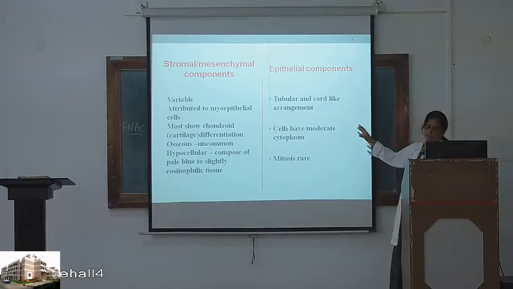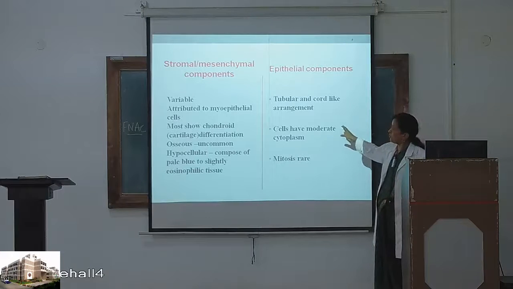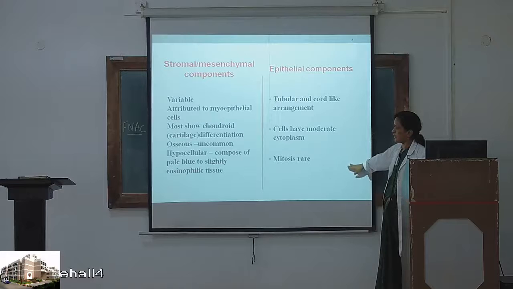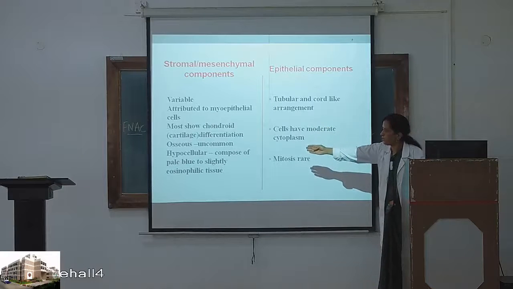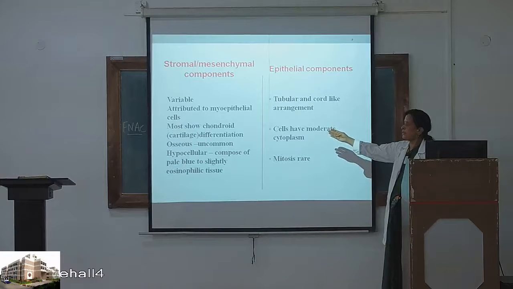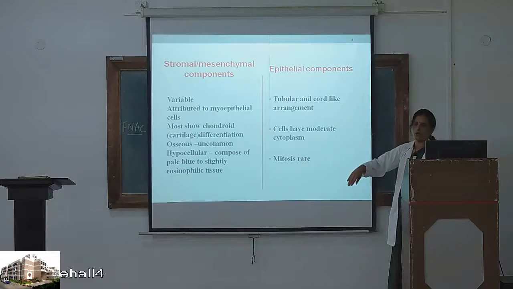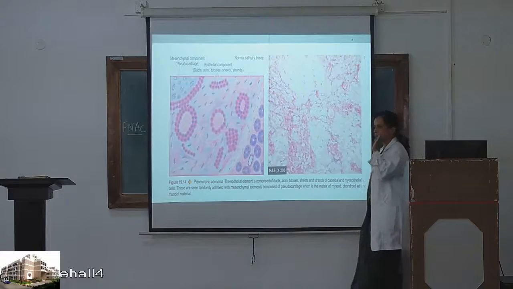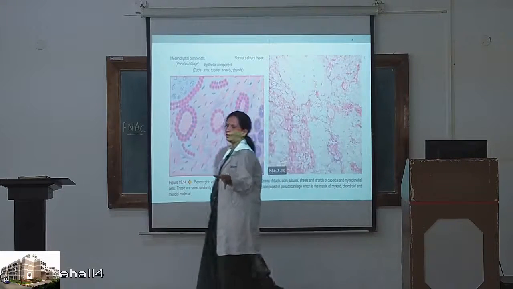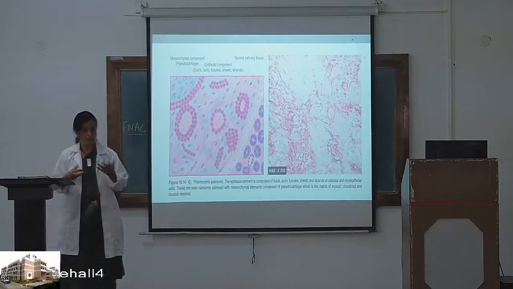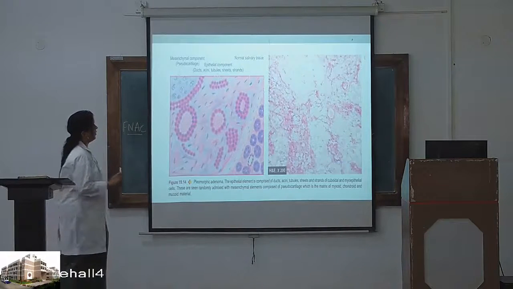Repetition: what do we see microscopically? Epithelial component and stromal component. How is the epithelial component arranged? And the stromal component is attributed to myoepithelial cells: chondroid, osseous, hypocellular, cartilage or chondroid-like areas. I'll show you all this now. You had theoretical knowledge of what we see microscopically, but I'm showing you all this now.